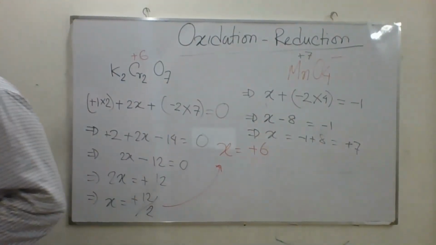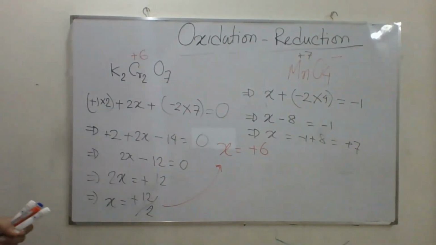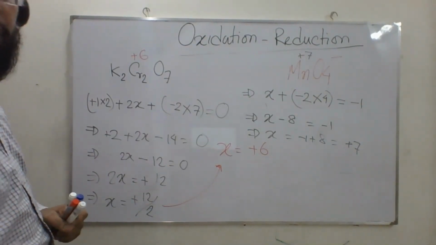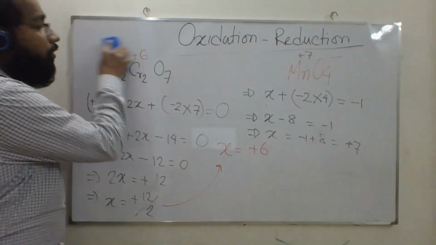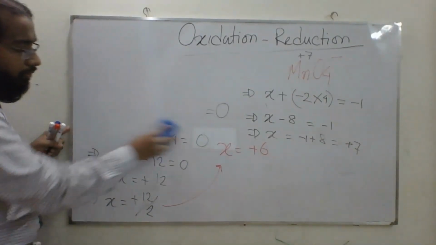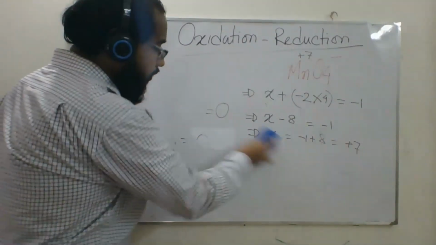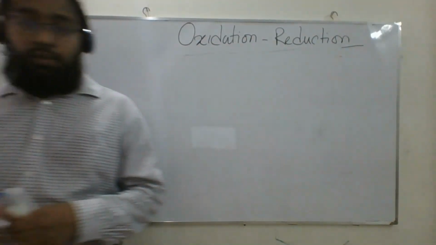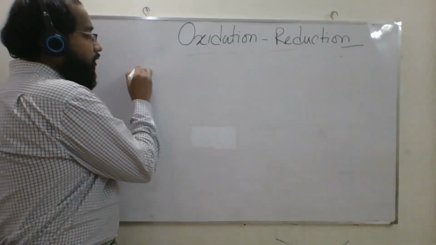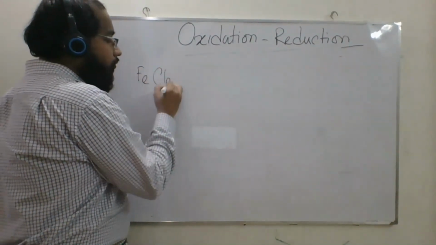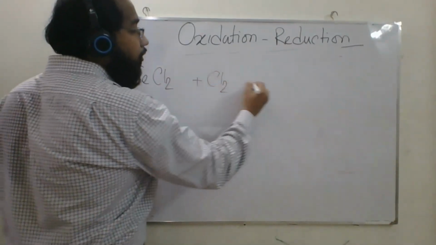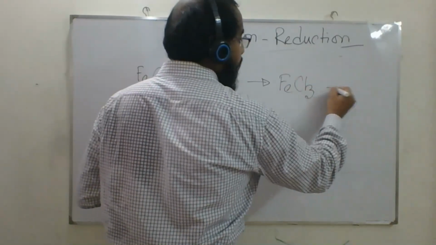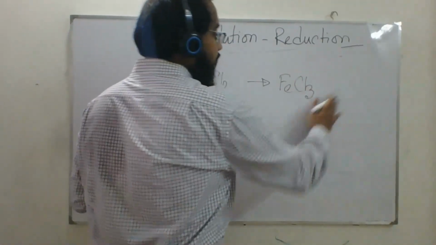Now if we consider a reaction, how can we utilize the oxidation number to understand which one is oxidation and which one is reduction, and which one basically gets oxidized and which one gets reduced? Just consider this reaction: FeCl2 plus Cl2, then you have FeCl3.